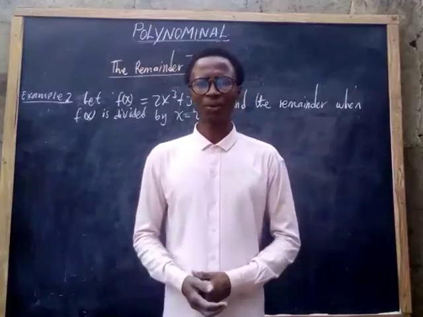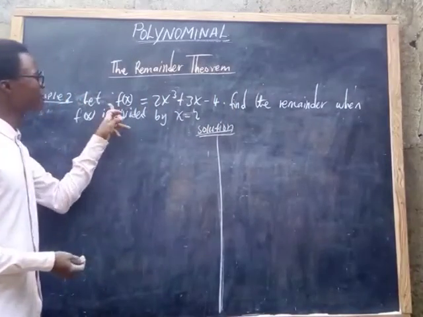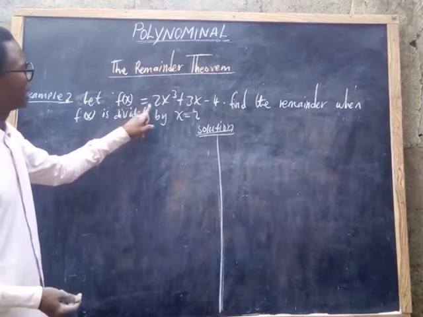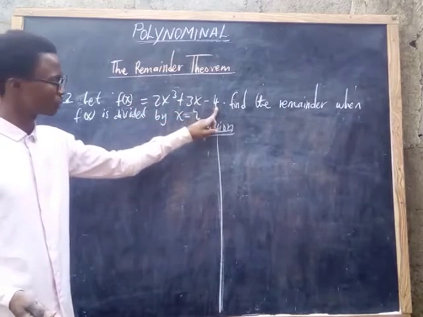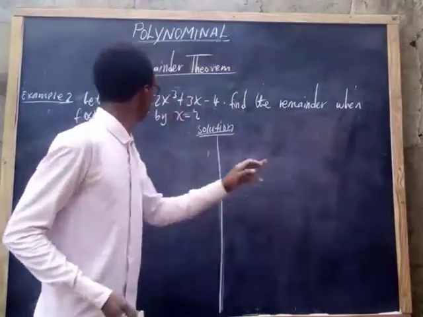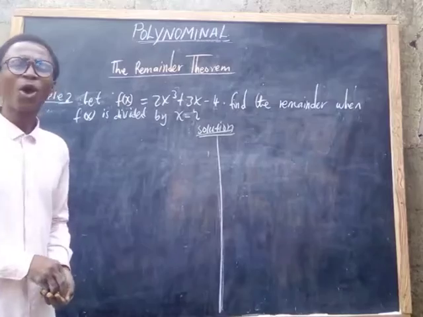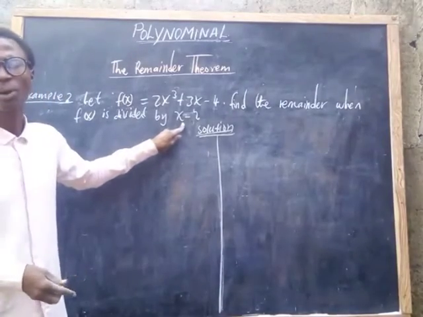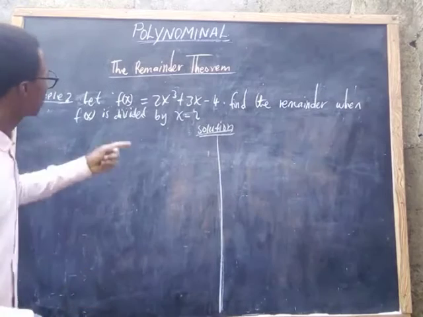You get it? So now, we go to example 2, which says, let f of x equal 2x cubed plus 3x minus 4. Find the remainder when f of x is divided by x minus 2. So good. Always note that what they give you, you equate it with 0. Right?